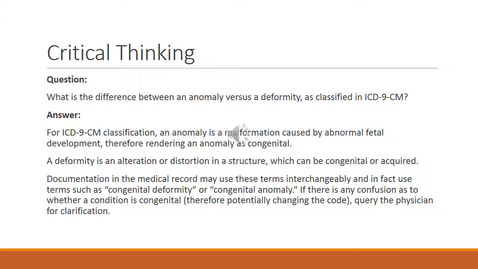And our next question: what is the difference between an anomaly versus a deformity, as classified in ICD-9-CM? Our answer: for ICD-9-CM classification, an anomaly is a malformation caused by abnormal fetal development, therefore rendering an anomaly as congenital. A deformity is an alteration or distortion in a structure, which can be congenital or acquired.